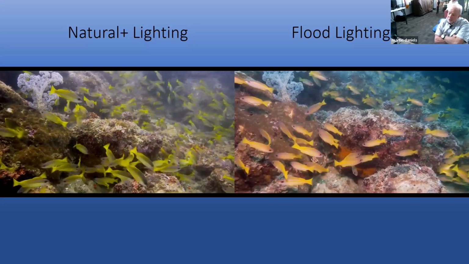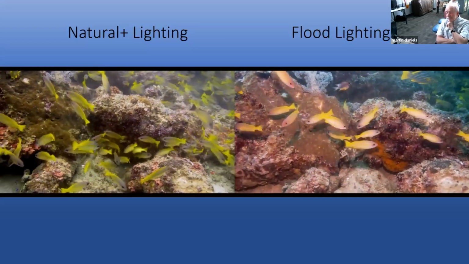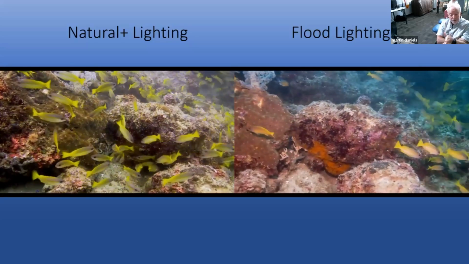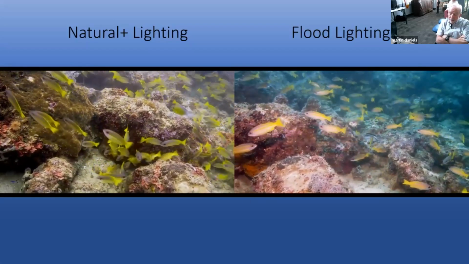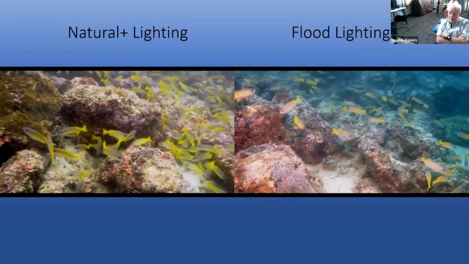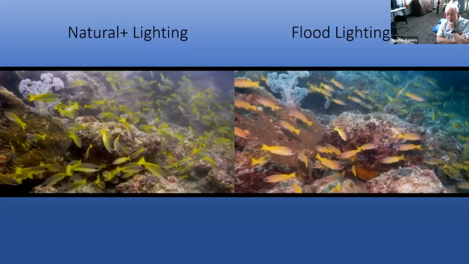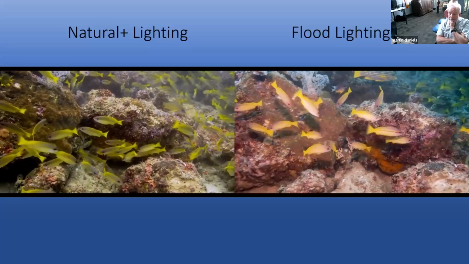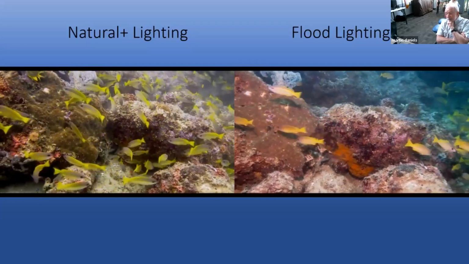So let's spend a minute to look at this now, because this was a test that I shot. On the left, we have what I'm calling natural plus lighting. This is with a red filter and the blue filter and the light on it. You can see that on the left there are no displeasing shadows or anything like that, but the fish are glowing a little bit. And on the right, I've got the big floodlight on. The coloring is quite different.